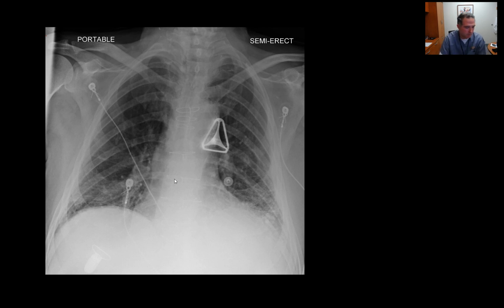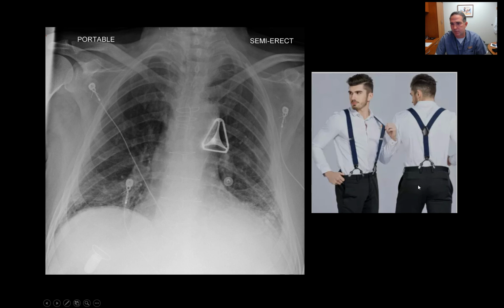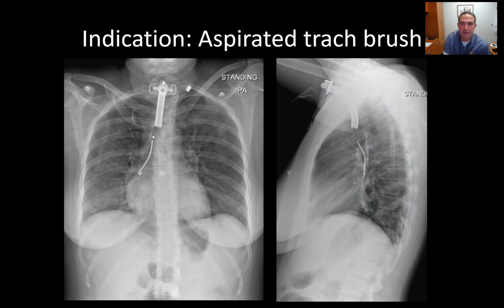This, not sure if anyone knows what this device is. Just something external. So this is, suspenders or something. It's great. The indication here was aspirated trach brush. Now I know what that looks like.